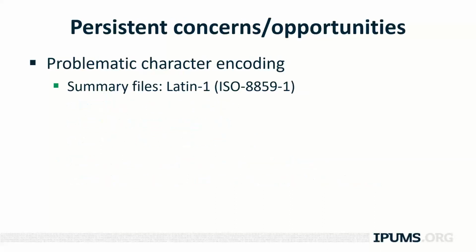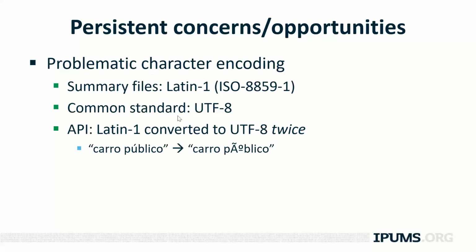I'll move right on. Some quick points. We would appreciate a more consistent and updated character encoding. A common standard today is UTF-8. The summary files continue to use, as I understand, Latin 1. This has already caused problems for the API, because the API tries to present information using UTF-8, but in the process, it accidentally converted Latin 1 to UTF-8 twice, which meant going beyond UTF-8 and producing nonsense characters.